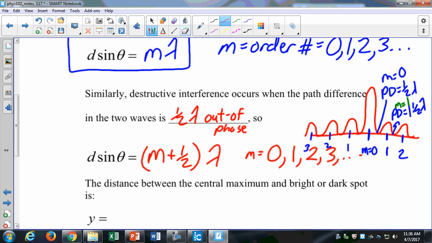You'll need to know how these work out, because you'll have a couple questions about this. I'll ask you, what is the path length difference here? Or how many degrees is it out of phase? Those sorts of things. We'll see that in practice next time.